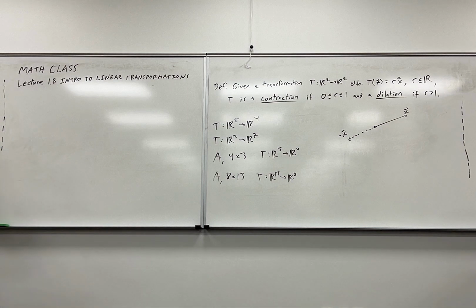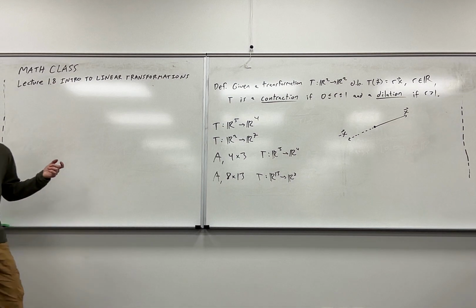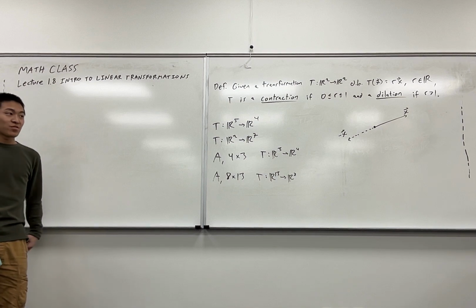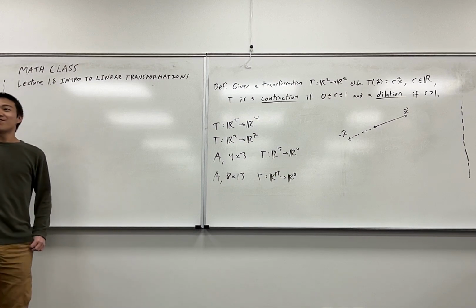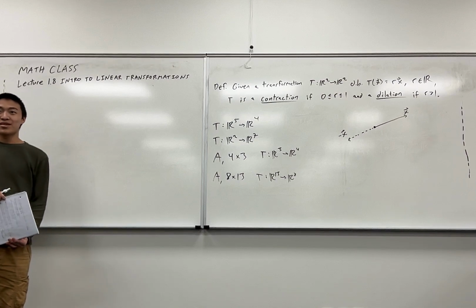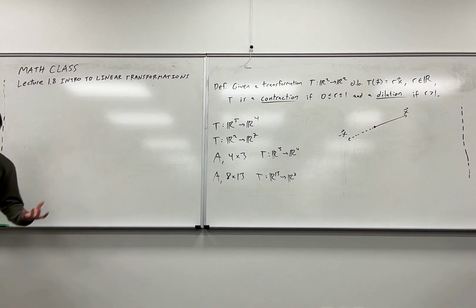Okay, so if you want to think about the vast array of all possible types of mappings you can do, there's a class called abstract algebra, and you can do that. In this case, we're not doing abstract algebra, we're doing linear algebra. So the only transformations we'll look at are the linear ones. So let's define what we mean by that.